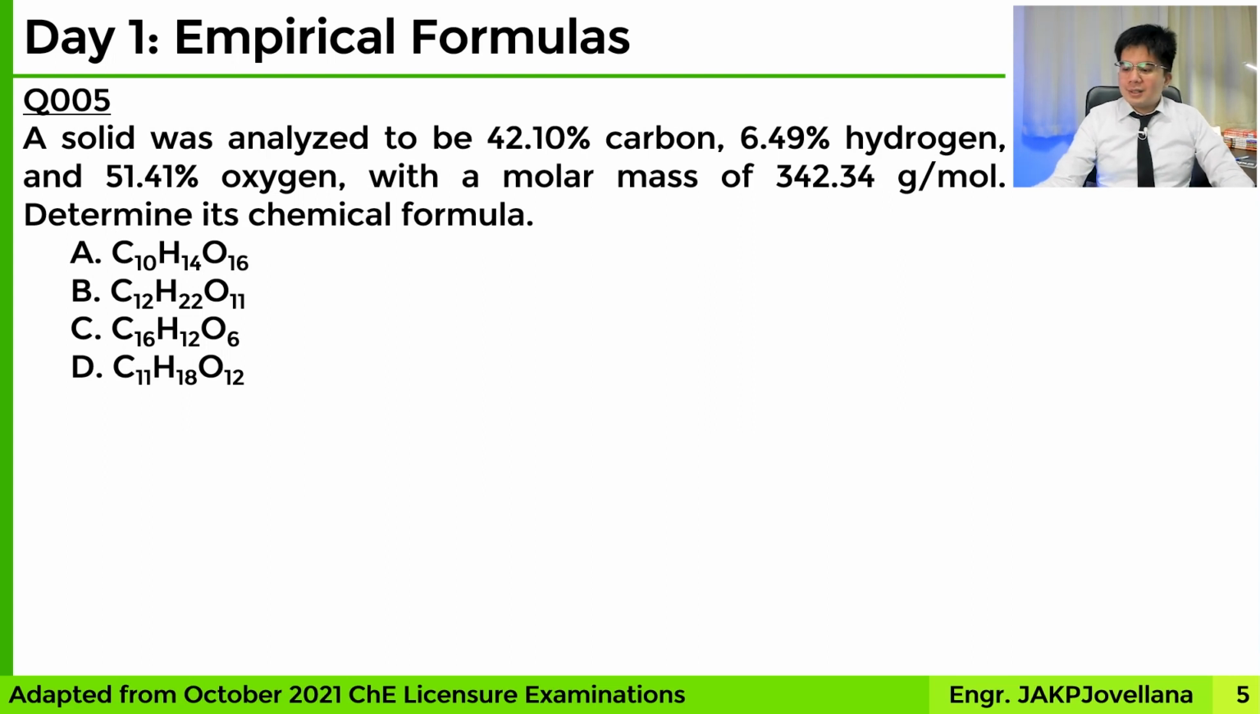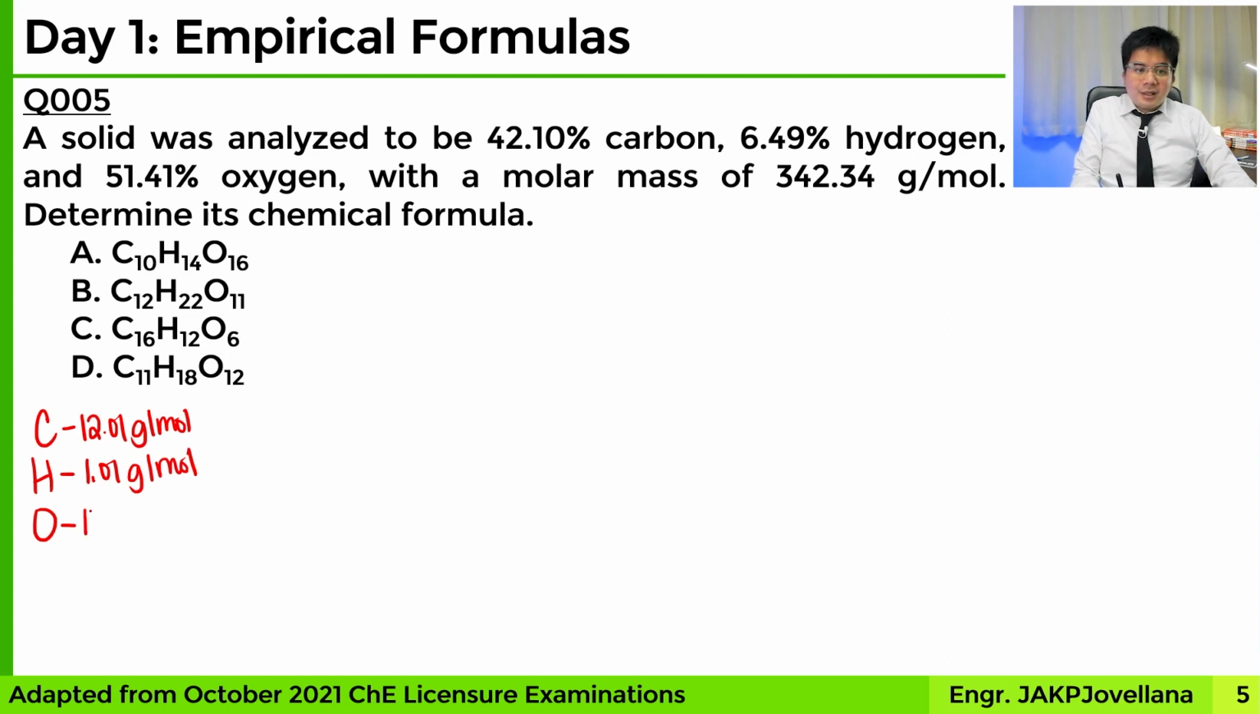the elements. In this case, we need the molar masses of carbon, hydrogen, and oxygen. For carbon, it is 12.01 grams per mole. For hydrogen, it is 1.01 grams per mole. And for oxygen, this is 16.00 grams per mole.